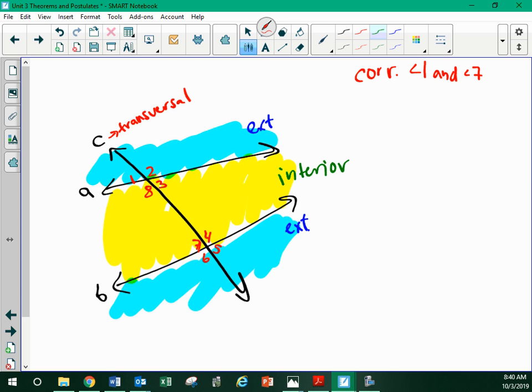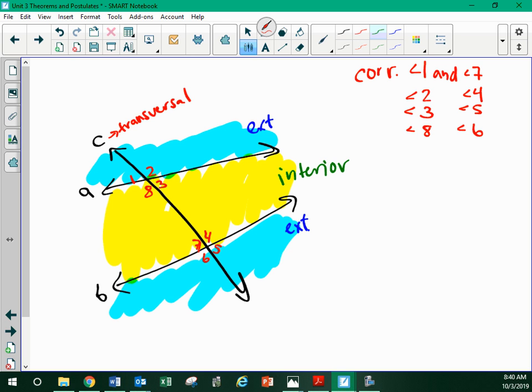Now we have multiple sets of corresponding angles. We have 1 and 7, 2 and angle 4. Those were both above. Then I can go the other way, on the right side below, 3 and 5, and 8 and 6. So these would all be sets of corresponding angles. I have 4 pairs of corresponding angles here. Again, they're similar in location with respect to both the transversal and the line.